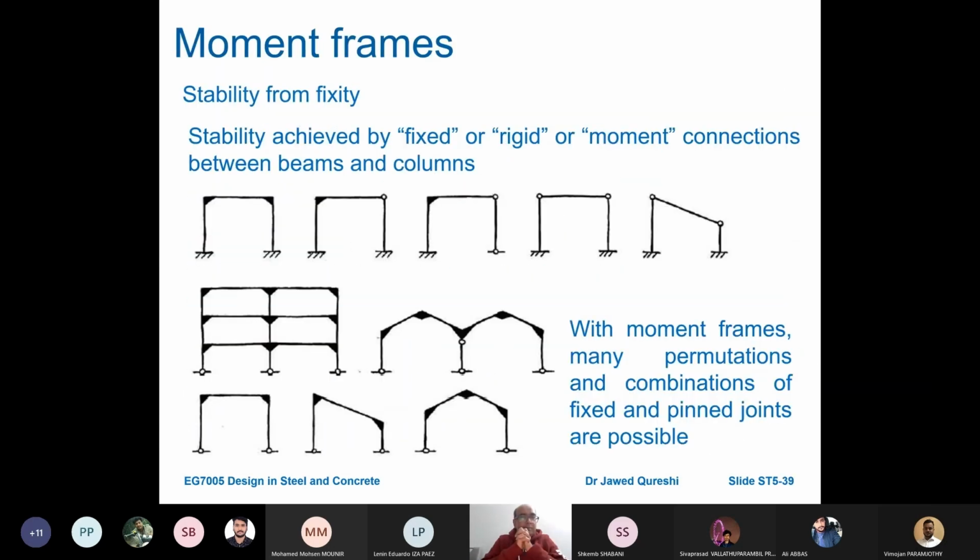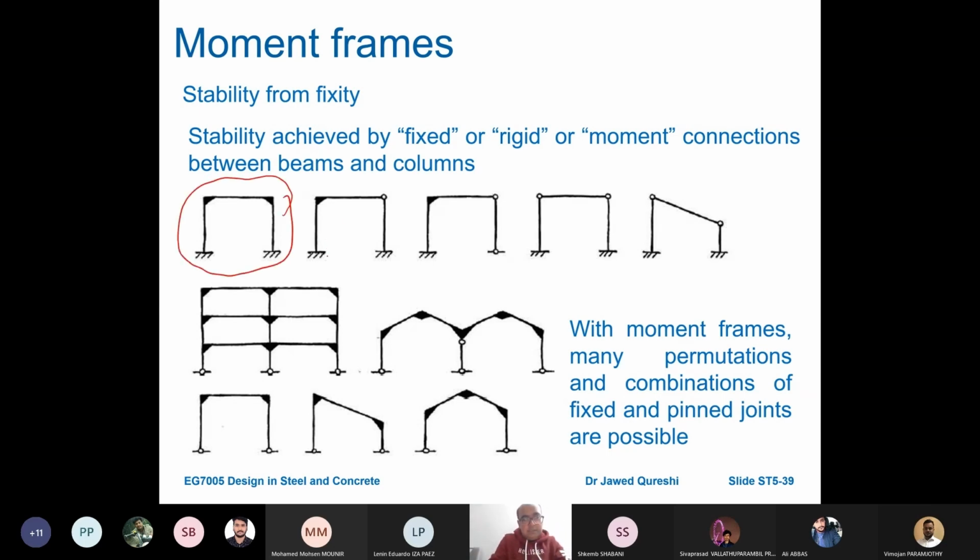So in a moment frame, stability comes from fixity. Stability doesn't come from bracing or shear walls. Here, it comes from fixity. By fixity, I mean that stability is achieved by rigid, or fixed, or moment joints between beams and columns. Now, here is a typical example of fixed joints.